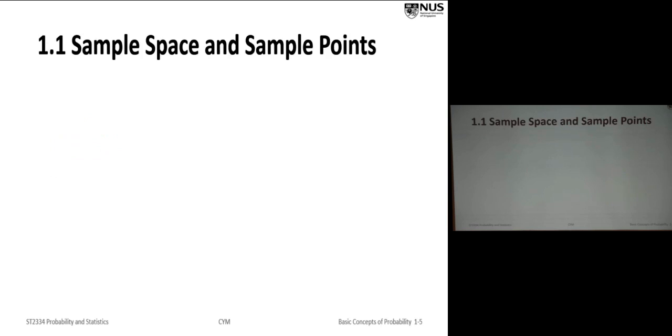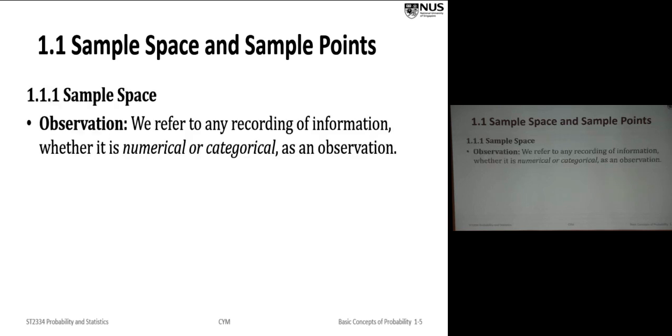Sample space and sample points. The word sample is a little bit misleading. But basically, let's consider, we define what is an observation. It's very vague. What is an observation? An observation is basically something from which you get some information. It can be just numbers. Obviously numbers can be considered as observations, but also not numbers. Any characteristics can be considered as an observation.